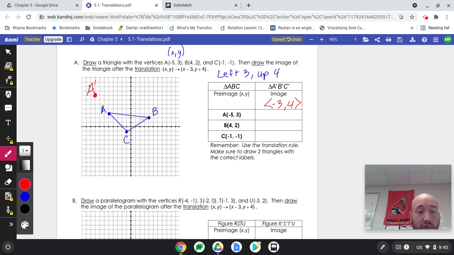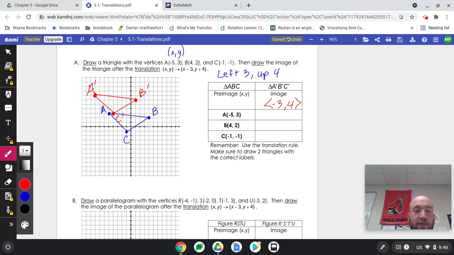We'll do the same: left 1, 2, 3, up 1, 2, 3, 4, and that one will be B prime. And finally, left 1, 2, 3, up 1, 2, 3, 4. This results in C prime. We connect our dots, and hopefully you can tell it is the same shape, just shifted to the left and up.